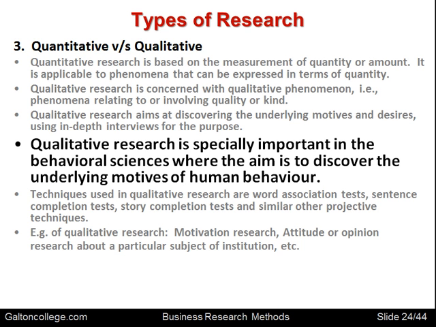Qualitative research is especially important in the behavioral sciences, where the aim is to discover the underlying motives of human behavior. It's important to understand why people behave the way they do. And it's qualitative research that attempts to do this. It's qualitative research that attempts to explain people's motivations and the way people act and react in certain situations. And that's important. It's important to try and understand the forces that are in play in society.